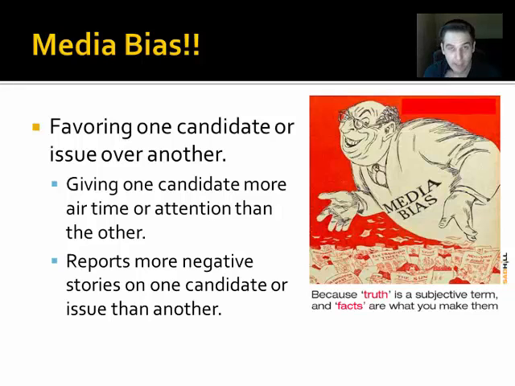Now, the problem with it is, ideally, we're supposed to get no bias. Bias means no favoritism. It could show up in the form of favoring one candidate or issue over the other by either giving one candidate more airtime or more attention than the other, or reporting more negative stories on one candidate or issue than another. Good journalism avoids bias. Good journalism is supposed to not have any bias at all and just report facts. And if they give their opinion, they're making it clear that it's their opinion.